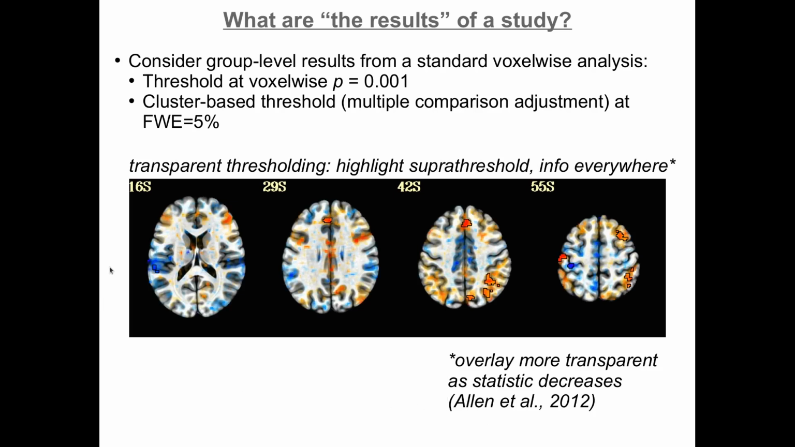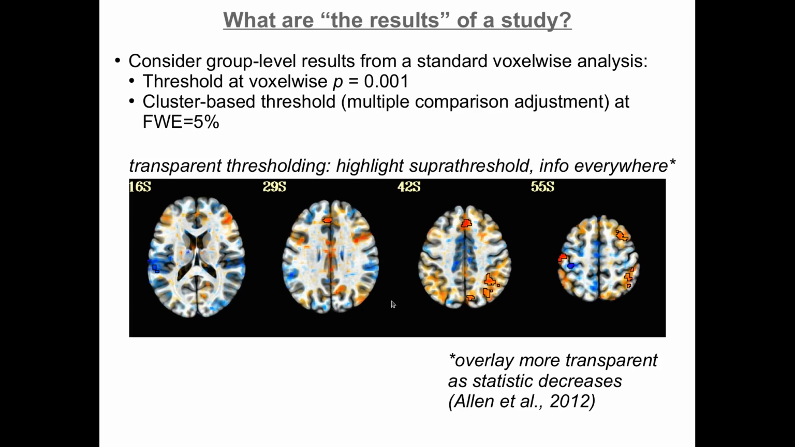As a way to show more data, what we've done is we've allowed things that are below threshold to still be shown. How they're shown emphasizes their statistical reliability: things that are just below threshold are nearly opaque, and then they fade down to transparent as the significance drops.